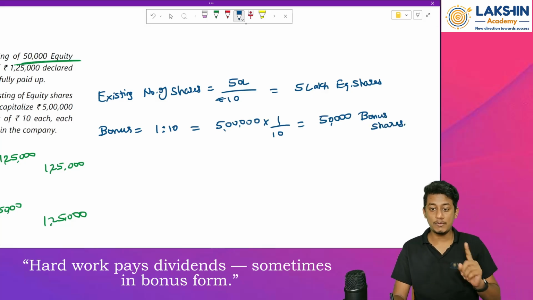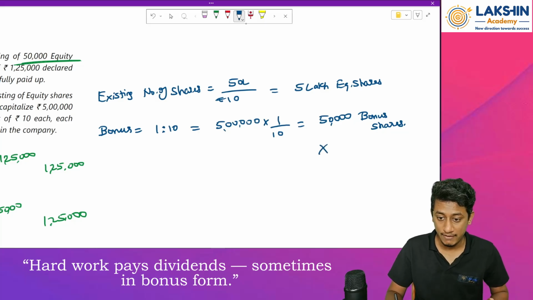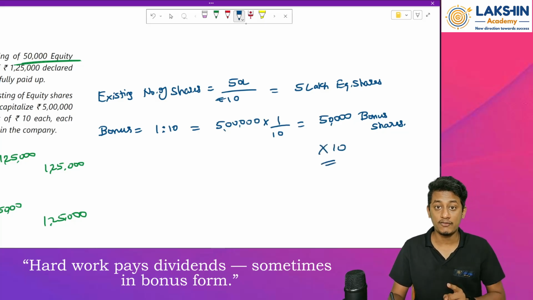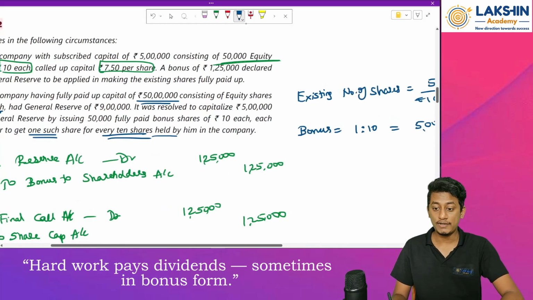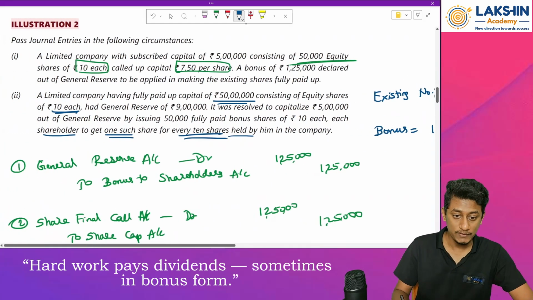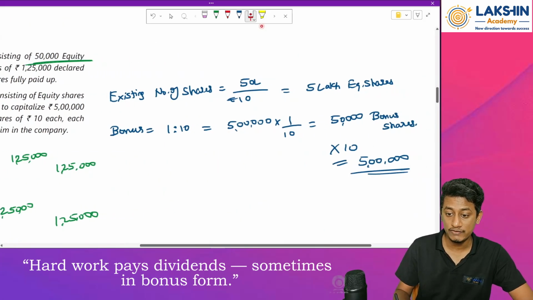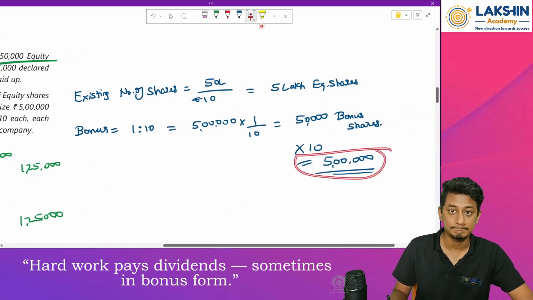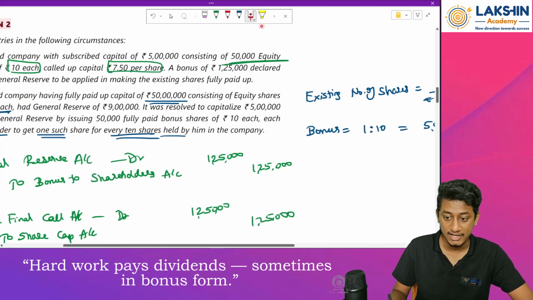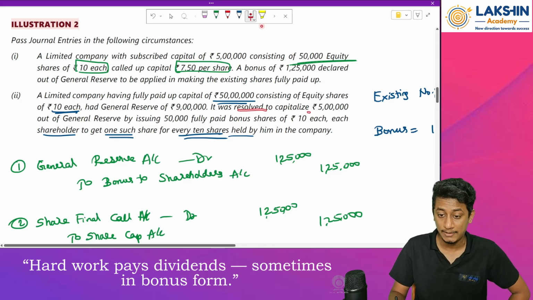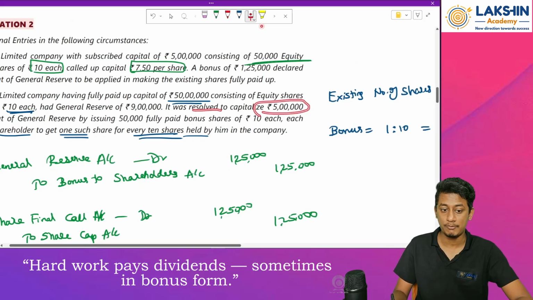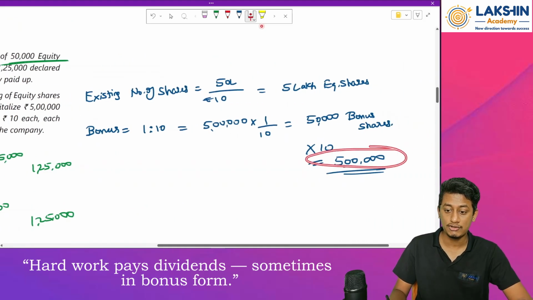For each bonus share, how much is the value? Rupees 10. How much is the total value of bonus then? Rupees 5 lakh. Do we have sufficient surplus with us or free reserves? Yes, because general reserve is at rupees 9 lakh. And how much do we need? We need only rupees 5 lakh. Clear? So for the worth of 5 lakh, we already have a reserve of rupees 9 lakh. And they have already told us to capitalize how much? 5 lakh rupees. But I just computed and showed you how to compute the actual value of bonus.